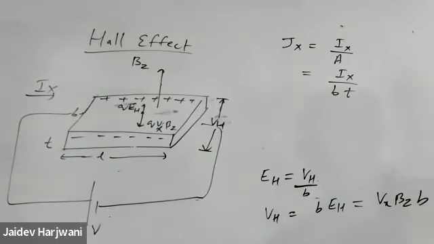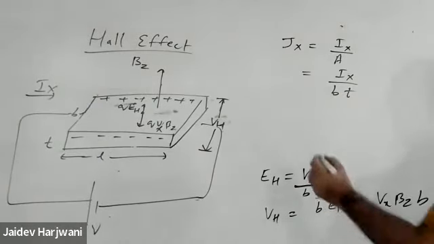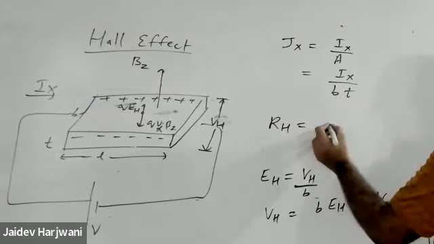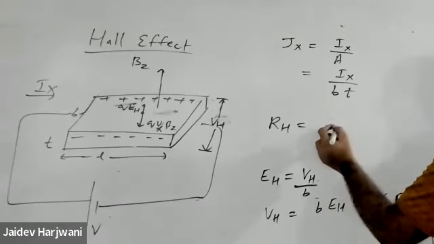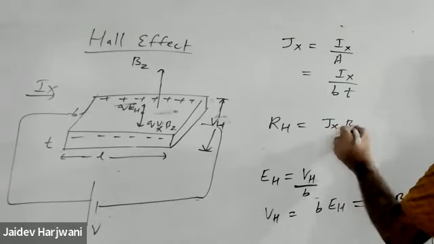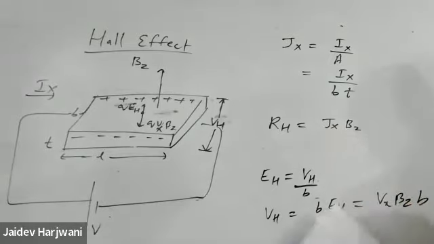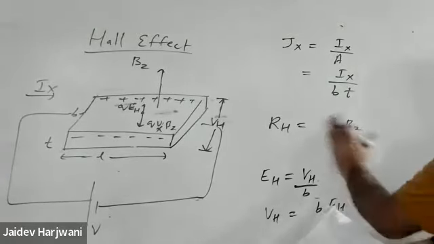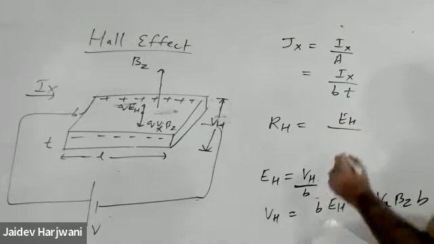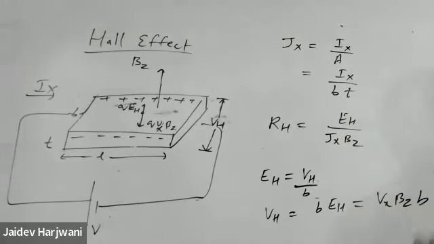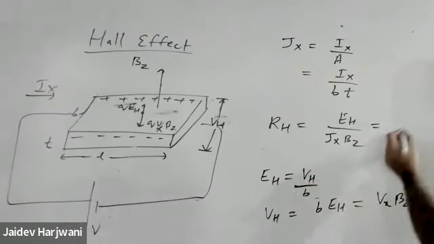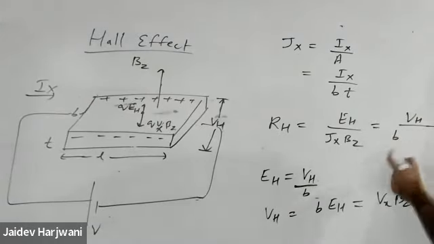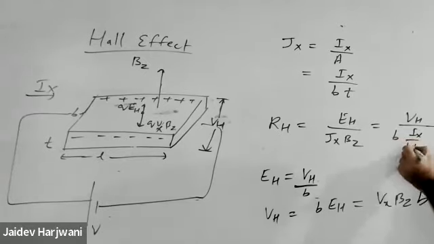Now how can you bring this RH here? Can you bring RH here? Just now we told what is RH. RH was equal to what value in terms of JX? EH upon JX BZ. So we have EH upon JX BZ. Now you can put these values here and see what is coming. If I put the EH value from here, I'll get VH by B. And if I put the JX value, I'll get IX upon BT, and this is my BZ.